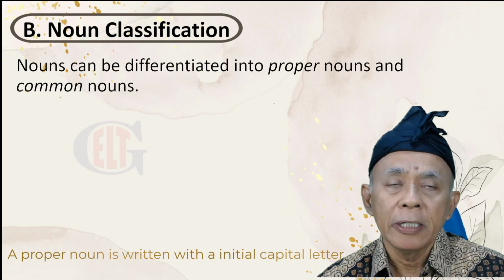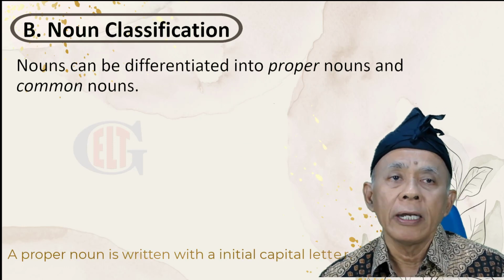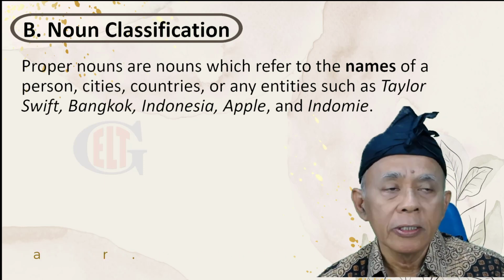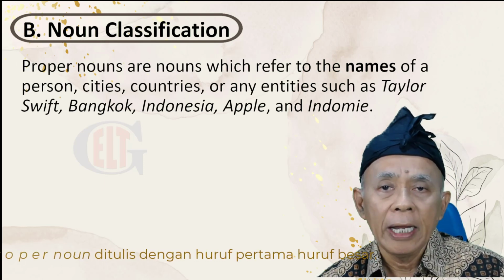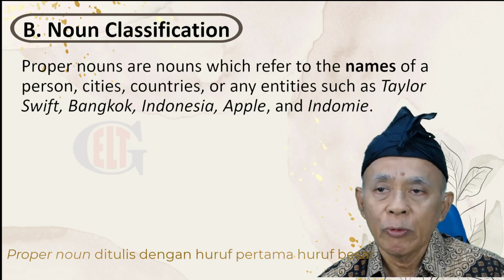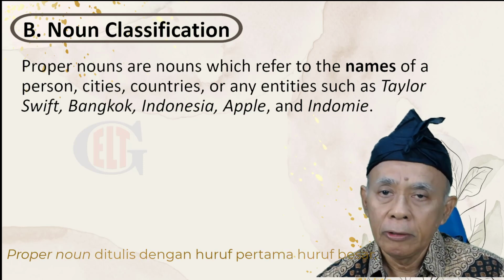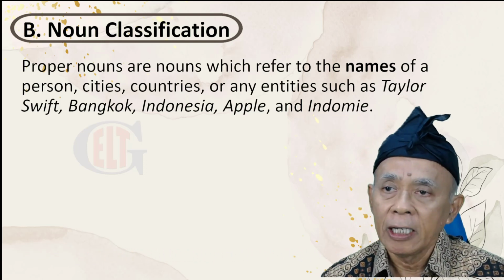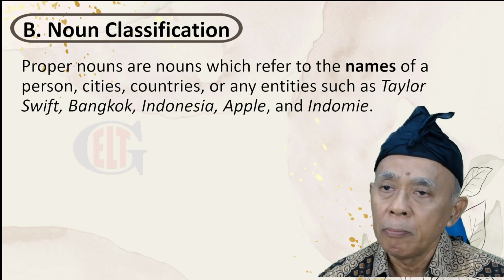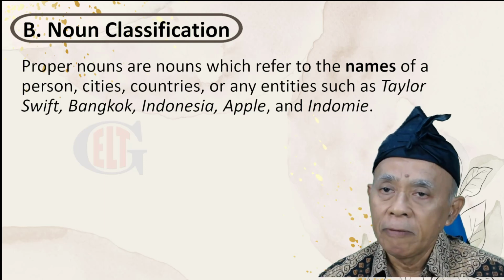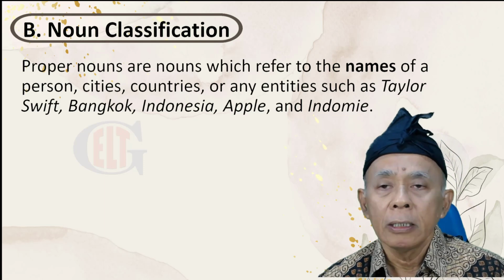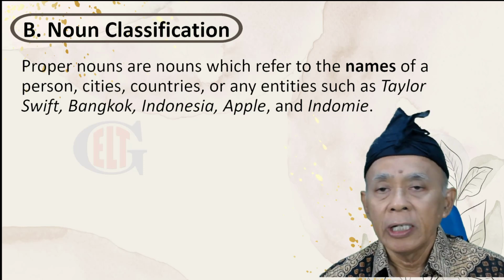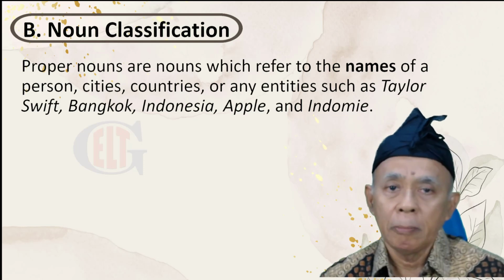English nouns can be differentiated into proper nouns and common nouns. Proper nouns are the names of a person, cities, countries, or any entities, such as Taylor Swift, Bangkok, Indonesia, Apple, and Indomie. Taylor Swift is the name of a famous singer from America. Bangkok is the name of a city, the capital of Thailand. Indonesia is the name of a country. Apple is the name of a company, and Indomie is the name of a food brand.